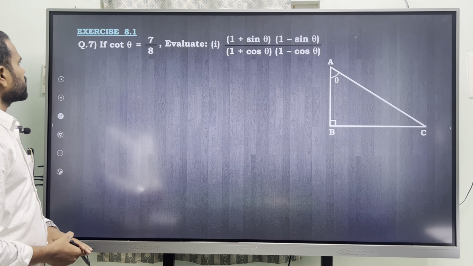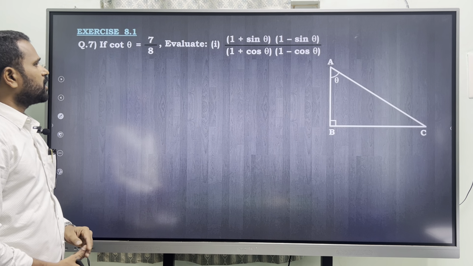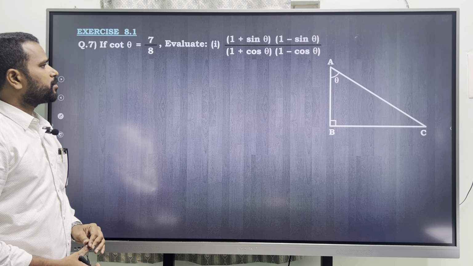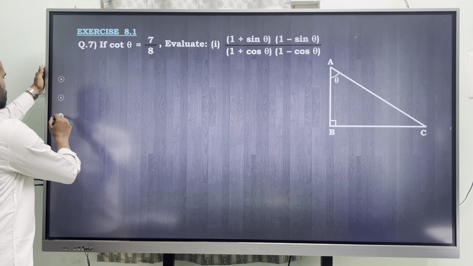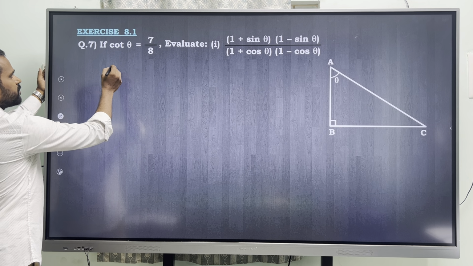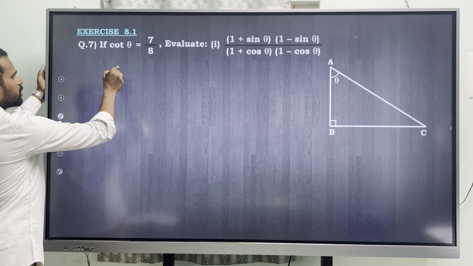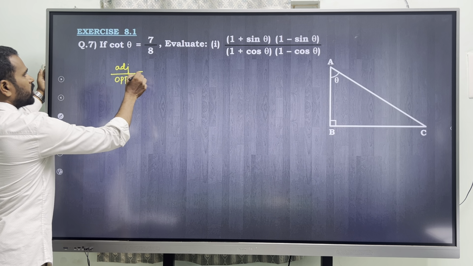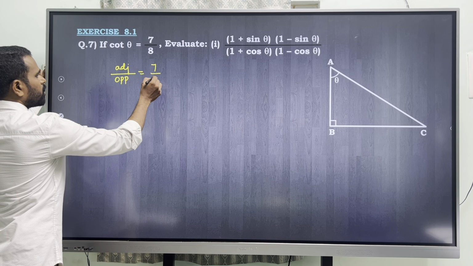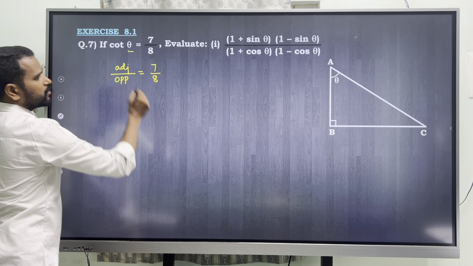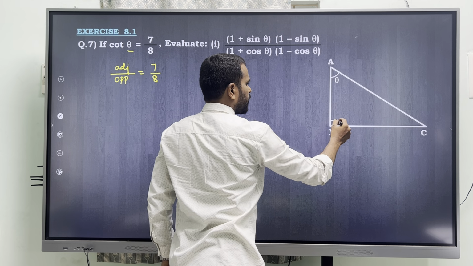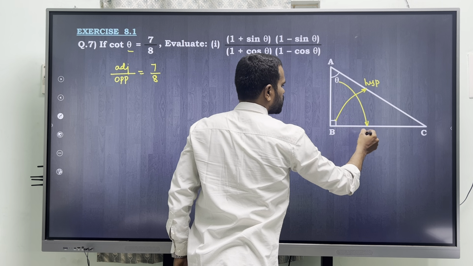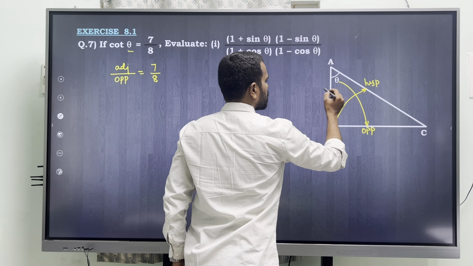Now let us go to the next problem. If cot theta equals 7 by 8, evaluate (1 plus sin theta)(1 minus sin theta) by (1 plus cos theta)(1 minus cos theta). So let us first understand. What is the definition of cot theta? Cot theta is adjacent side upon opposite side, 7 upon 8. So theta is given here. This is 90 degrees, a right angle. So this is the hypotenuse. This theta means this is opposite and this is adjacent.